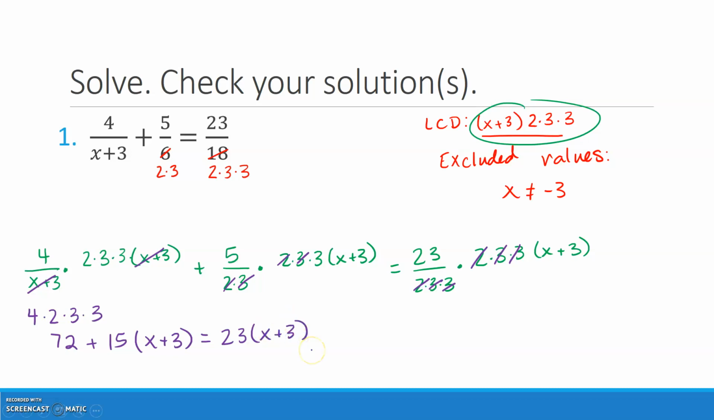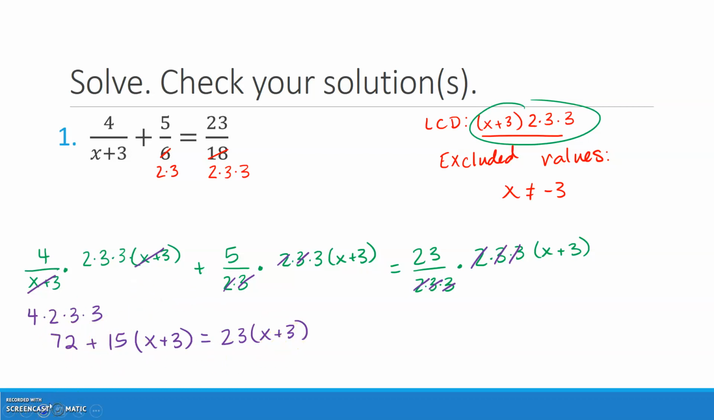So now I don't have any more fractions. The first fraction turned into just 72, the second fraction turned into 15 times x plus 3, and the third fraction turned into 23 times x plus 3. If you still have fractions after you multiply by the least common denominator, then you didn't multiply by the least common denominator. So once you multiply by the LCD, you should not have any fractions left. Now it's simply just a matter of solving this for x.